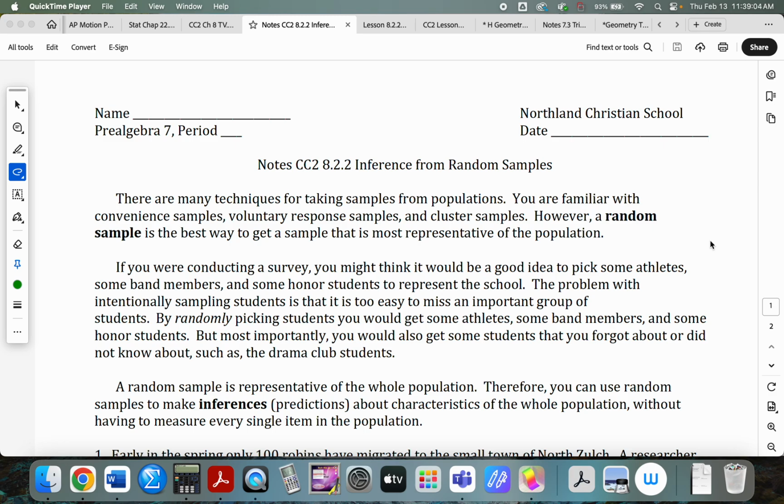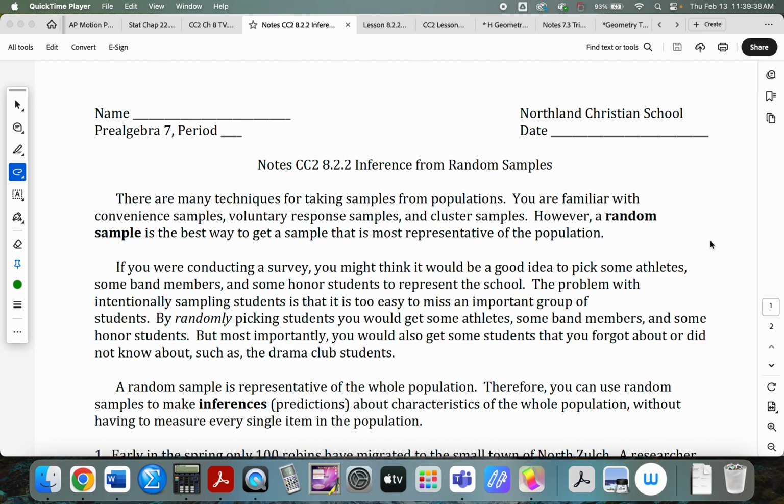So there are a whole bunch of different ways of taking a sample from a population. Yesterday we talked about convenience samples, voluntary response samples, cluster samples. The best way usually, now there are super advanced techniques that people use to find something better, but generally speaking, what's called a simple random sample or just a random sample is the best way to get a sample that's most representative of the whole population.